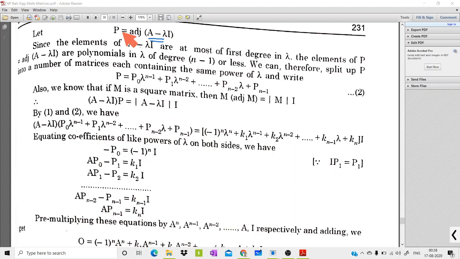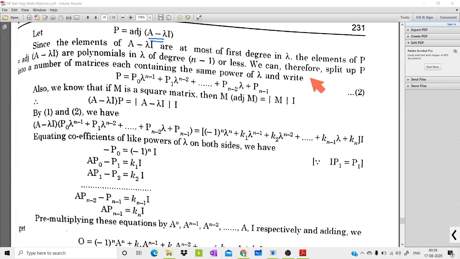So when you evaluate the adjoint, in order to get the adjoint, we need to get the cofactor. In order to get the cofactor, we need to get the minor. In order to get the minor, we need to delete one row and the corresponding column. Then the determinant of the remaining matrix is a polynomial in lambda of order n minus 1. So you can write this P as P naught lambda raised to n minus 1 plus P1 lambda raised to n minus 2 plus etc.